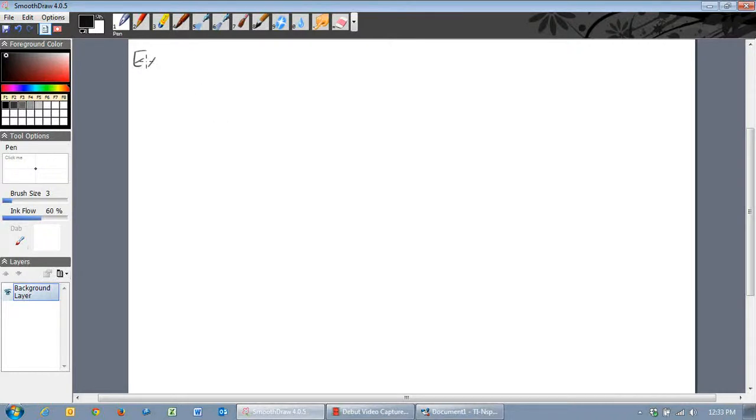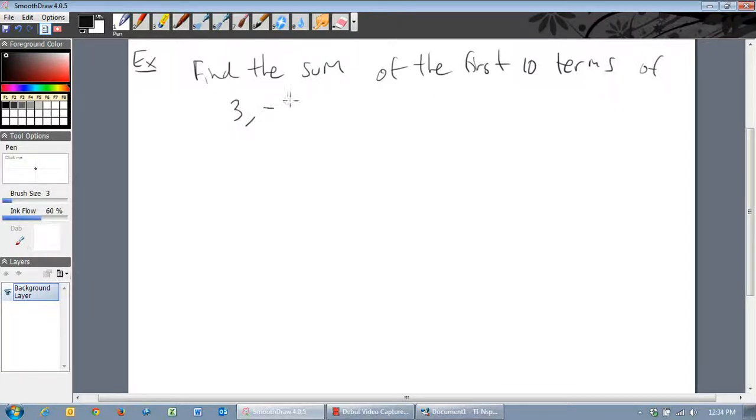Okay, an example. Find the sum of the first 10 terms of this: 3, negative 9, 27, negative 81. Okay, find the sum of this.